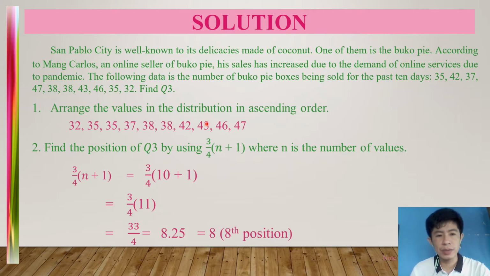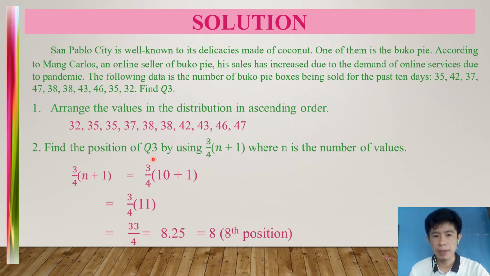Okay, so the first thing to do is to arrange the values in the distribution in ascending order. So these numbers must be arranged first from the smallest number up to the biggest number. So the smallest number in this array of numbers is 32, followed by 35, 35, 37, 38, 38, 42, 43, 46, and 47.